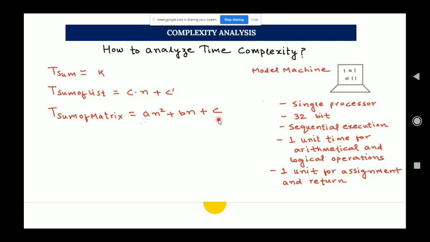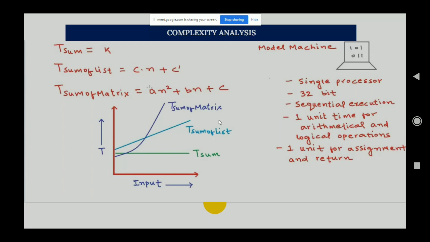So if you look very carefully, we are actually getting some expression for each and every program we write, depending on how many times it runs and what total cost it takes. If you try to plot this, you will find T sum is constant. So you are getting a constant line here. It is shown in green.